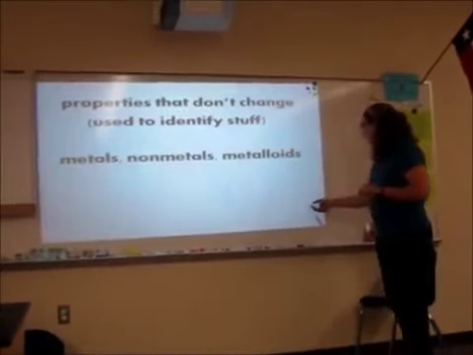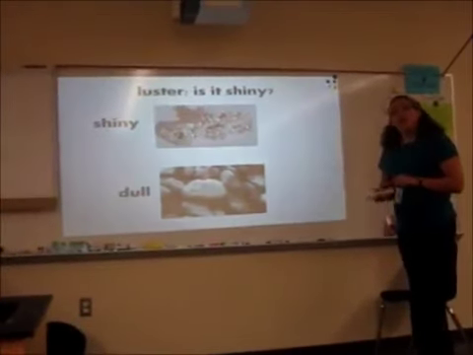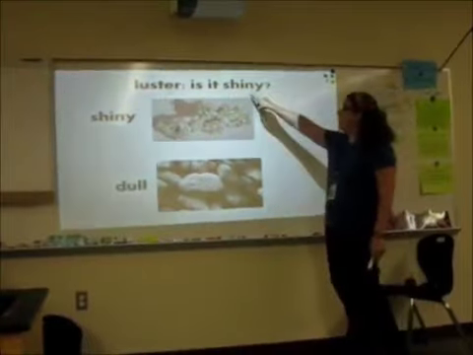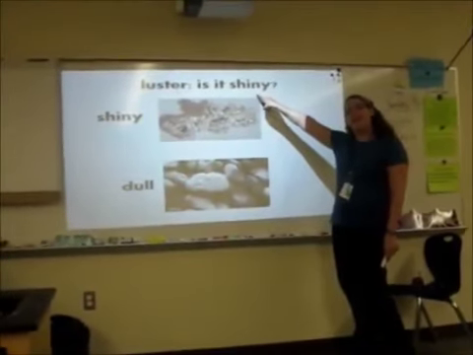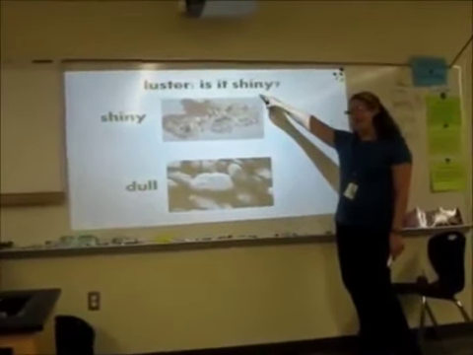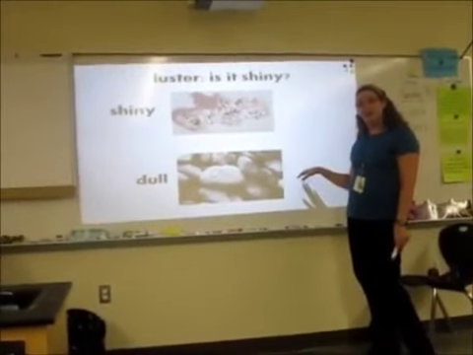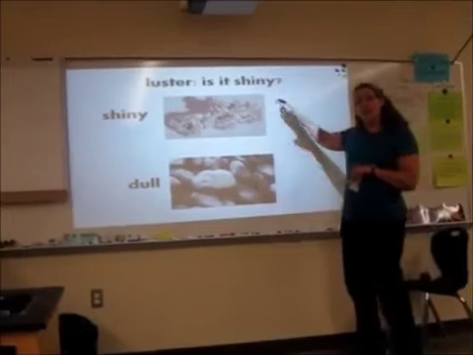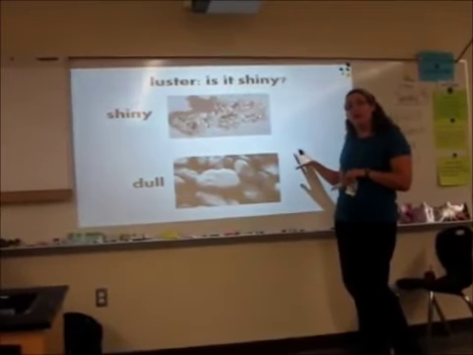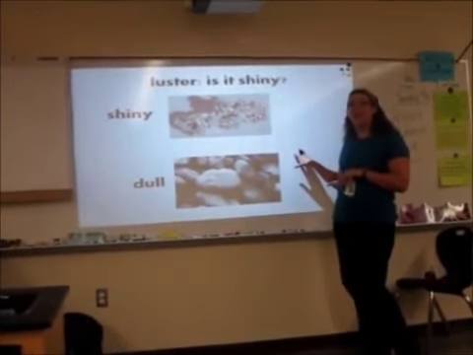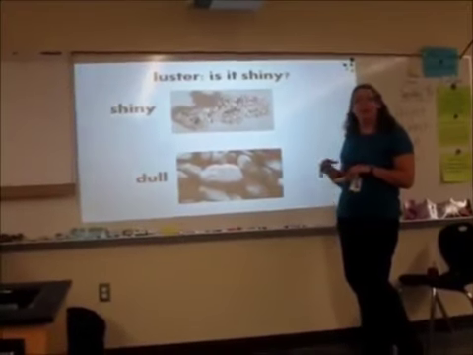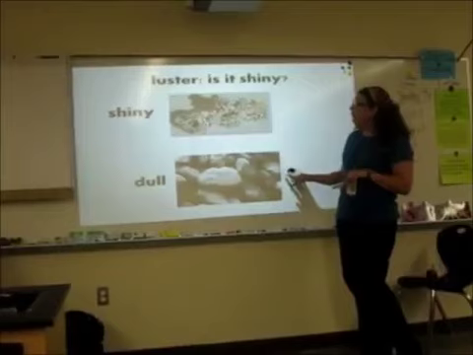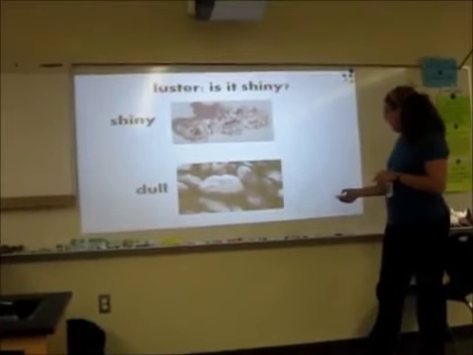So before we do that, there are some important vocabulary words you need to make sure that you know. When we talk about luster, we're asking, is your material shiny or is it dull? One of the things we want to keep in mind is when we're doing these property tests, we're talking about natural materials. We're not talking about man-made materials. We're talking about things that you would find in nature. So we have shiny or dull, and those are your words about luster.